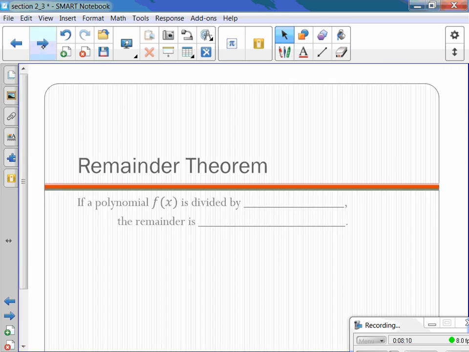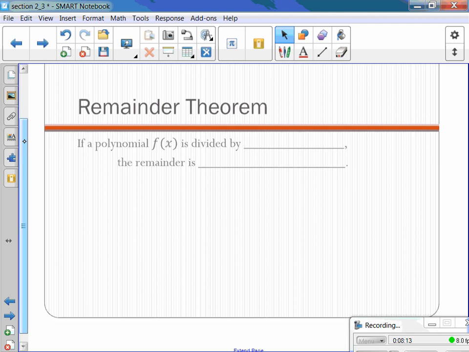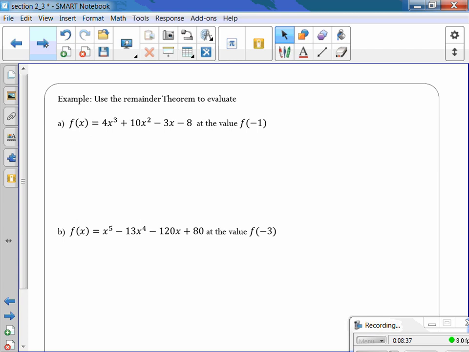The remainder theorem. So if a polynomial f of x is divided by x minus k, the remainder, which is just our r, is equal to f of k. So if I try to evaluate a function for k, it's the same thing as if I just divide by x minus k. In other words, here we want to use the remainder theorem to evaluate, in this case, f of negative 1, where f of x is given by 4x cubed plus 10x squared minus 3x minus 8. So here, my k is negative 1, and my coefficients are 4, 10, negative 3, and negative 8.